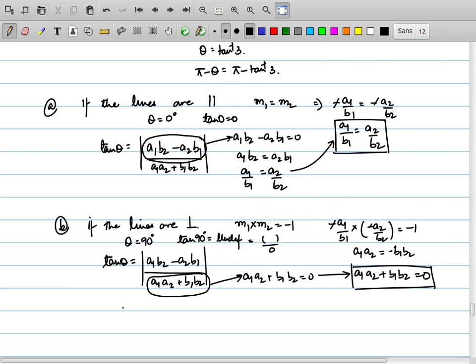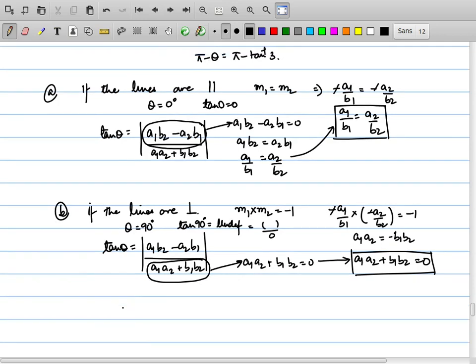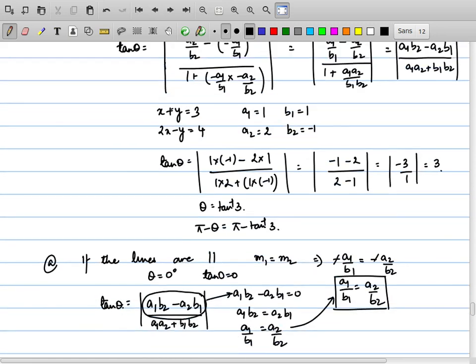So whenever we are given two equations, we can simply find a1, a2, b1, b2 and find out whether the lines are parallel or perpendicular, or if they have a certain angle, we can find that angle using this formula.